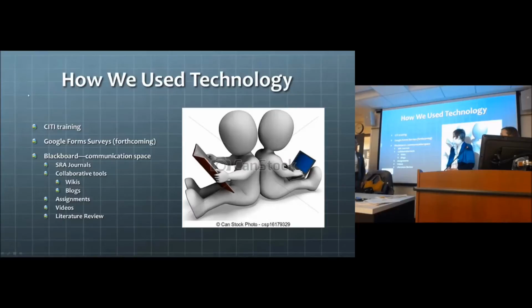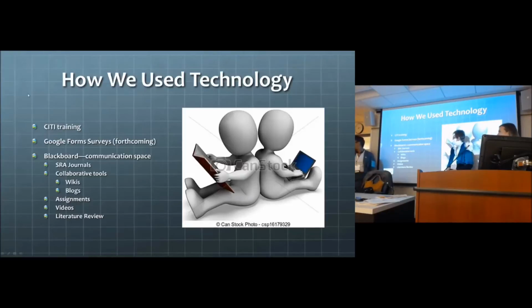So what we did was we created Blackboard shells, and then we posted all of the information we wanted our students to know in those shells. We tried to facilitate some collaborative elements with wikis and blogs so that they could talk to each other. It was a closed shell with just the students that were in that particular research project. And then we also used the journal very heavily.